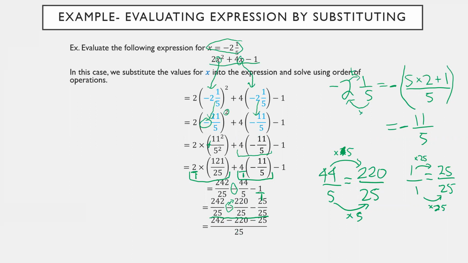And what does that give me? So that gives me a total answer of negative 3. And I end up getting negative 3 over 25. And that's my final answer there. I hope that kind of makes sense.